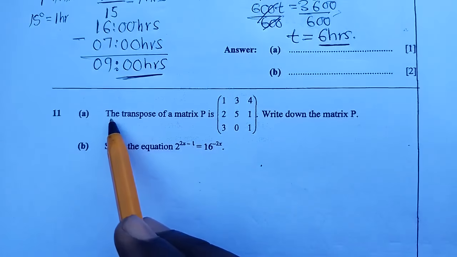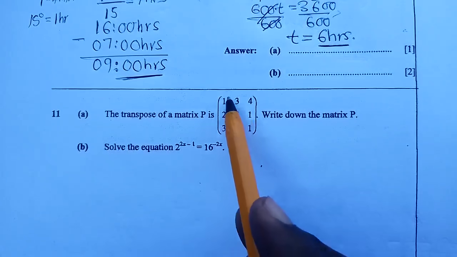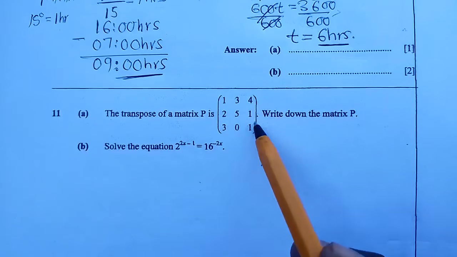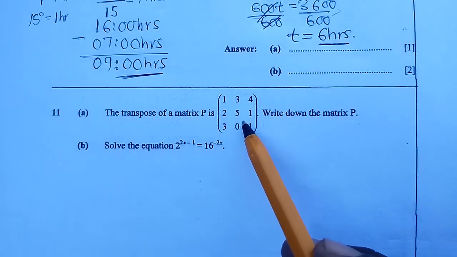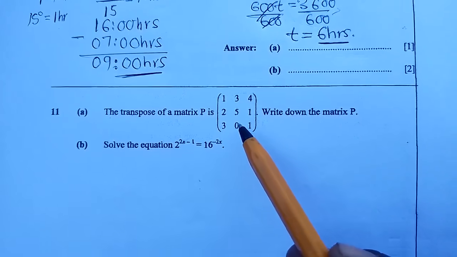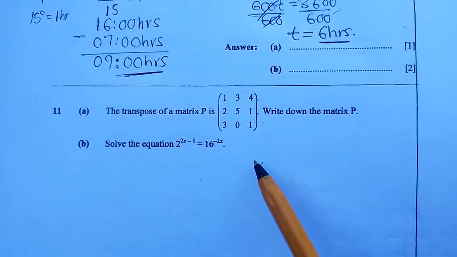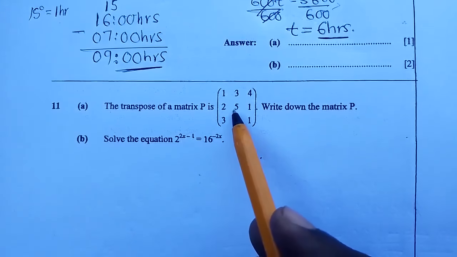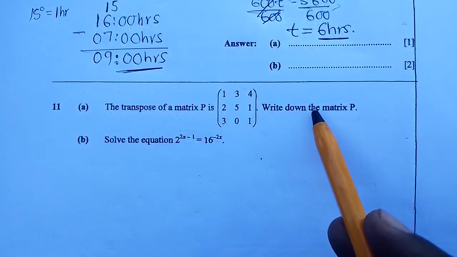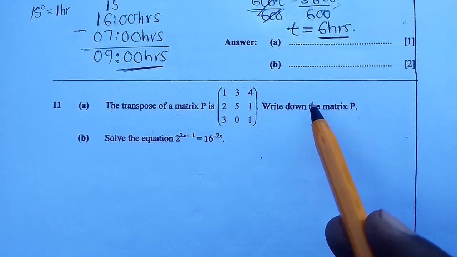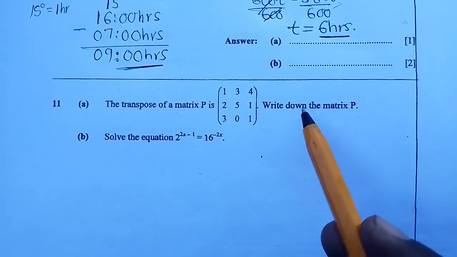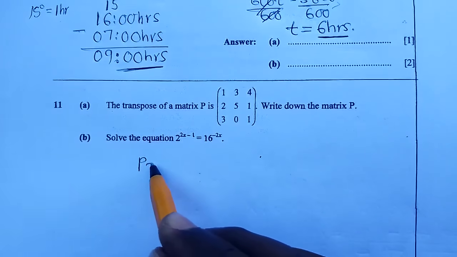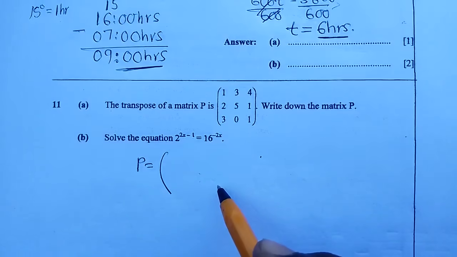So the transpose of matrix P is this. Write down the matrix P. They're telling you that the transpose is this. And for you, the way it is, you just also find the transpose of that one. Because this is the transpose, for us to find the original matrix, we also find the transpose of what we are given. So P will be equal to the transpose of this one.